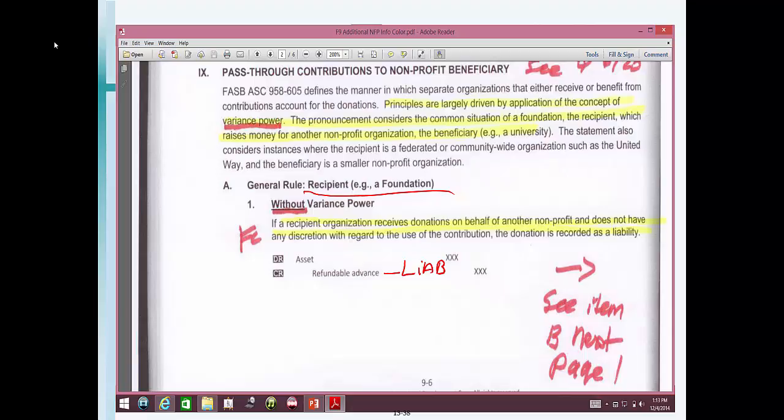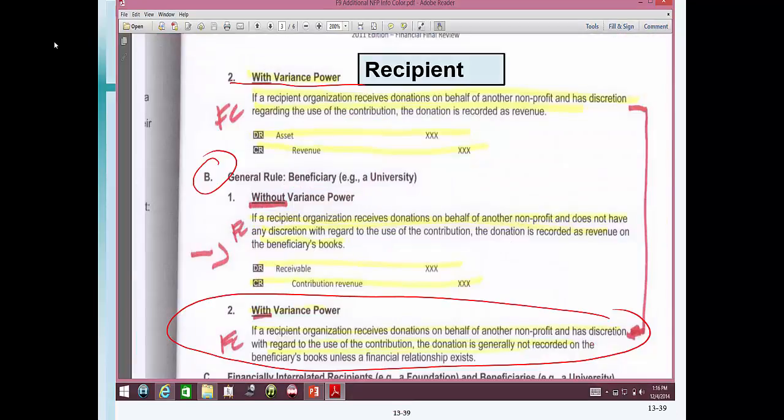Okay. When we come over, we have the follow next item B on next page. So we're going to follow which item on the next page? B. So you come over to the next page, and when you look at B now, this is a without variance power situation, but now we're doing the accounting for who? The beneficiary, aren't we? The beneficiary in a without variance power situation debits the receivable, credits contribution revenue. So this is just putting in writing what we just said out loud, right?